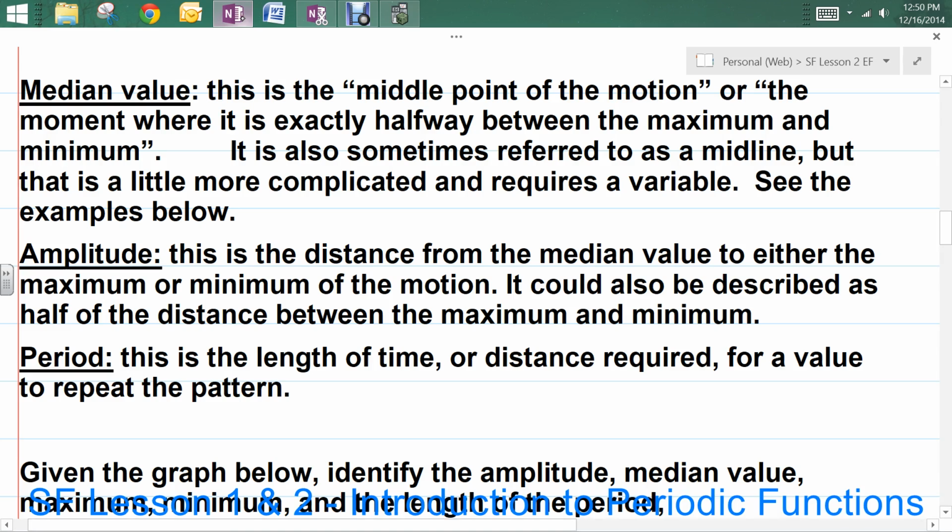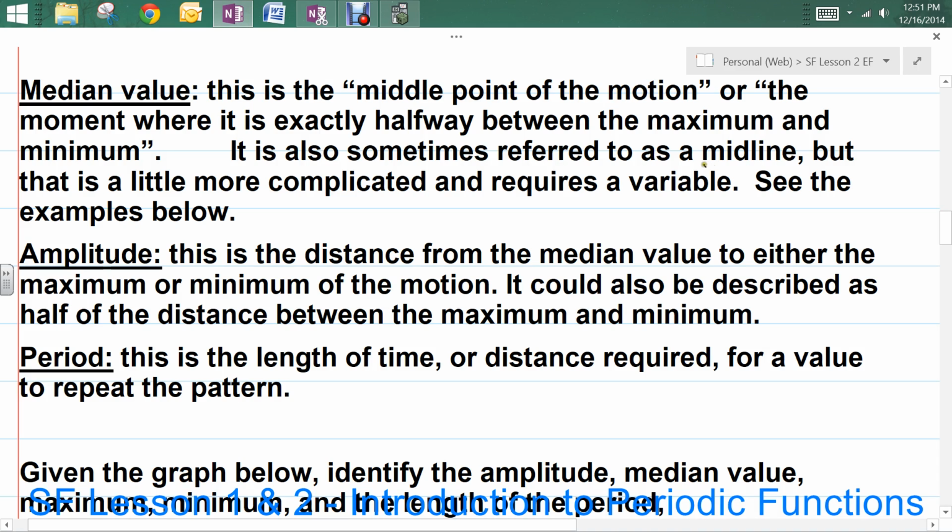So this is the characteristics of a sinusoidal function. Every sinusoidal function has a median value. Now, median is essentially the middle value. It goes up to a maximum of whatever it's measuring. It goes down to a minimum of whatever it's measuring. The median is whatever's directly in the middle, halfway between the top and the bottom, halfway between the max and the min.